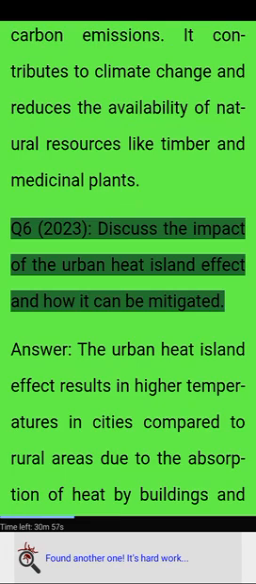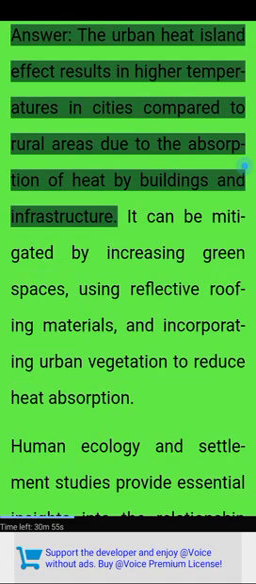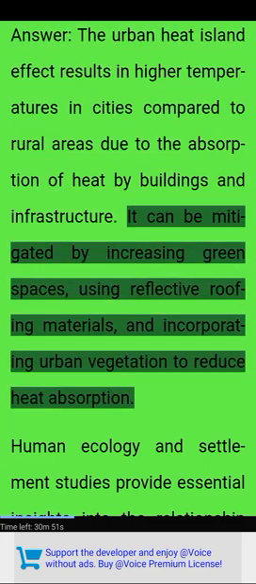Q6 2023. Discuss the impact of the urban heat island effect and how it can be mitigated. Answer. The urban heat island effect results in higher temperatures in cities compared to rural areas due to the absorption of heat by buildings and infrastructure. It can be mitigated by increasing green spaces, using reflective roofing materials, and incorporating urban vegetation to reduce heat absorption.